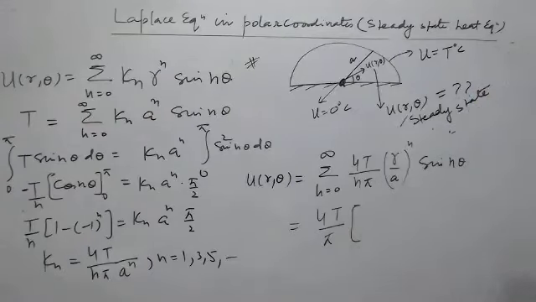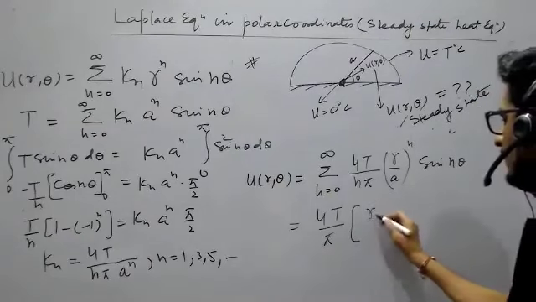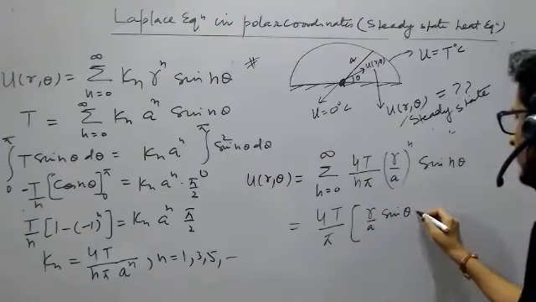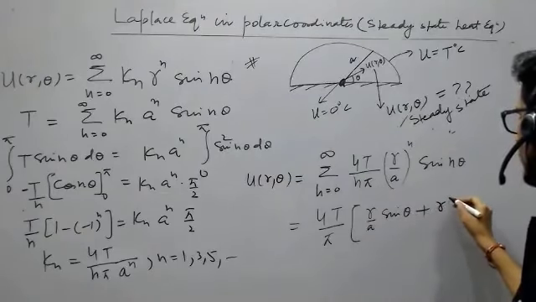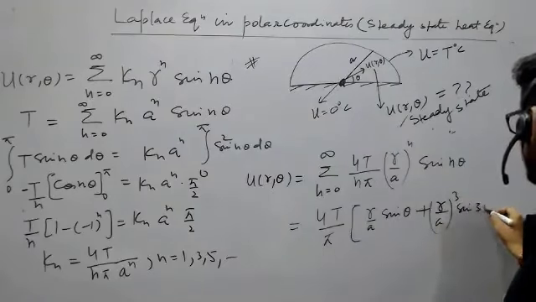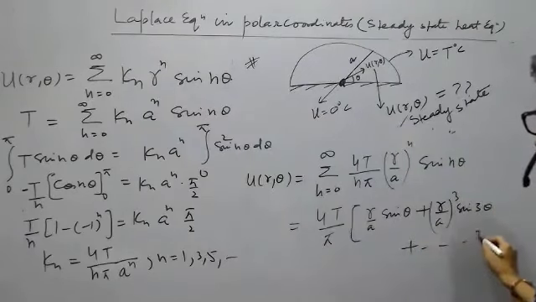Tell me, r by a sine theta plus (r by a) cube sine of 3 theta plus dash dash dash. So this is the solution. A beautiful question. This is the solution.